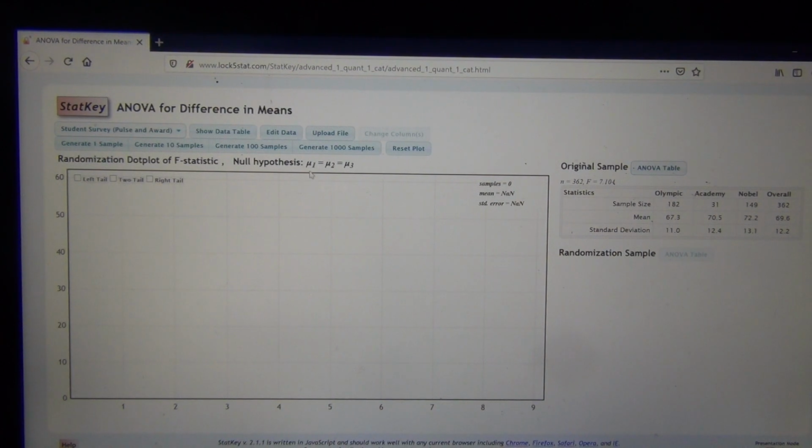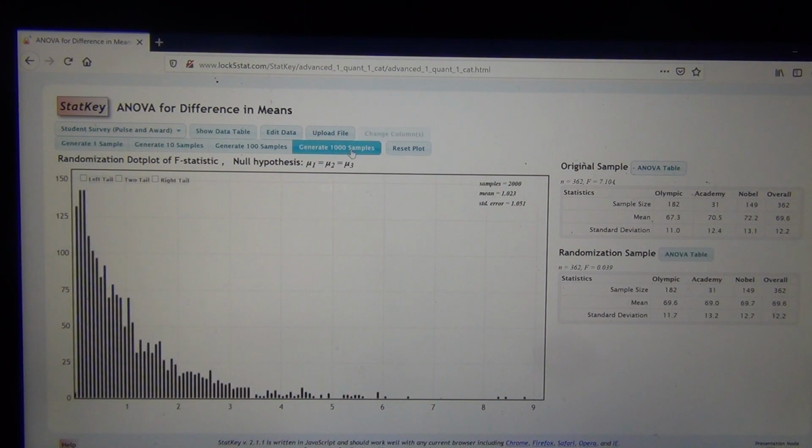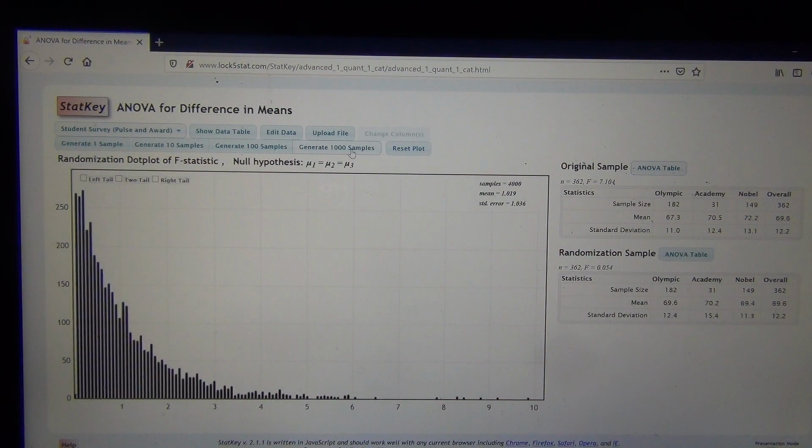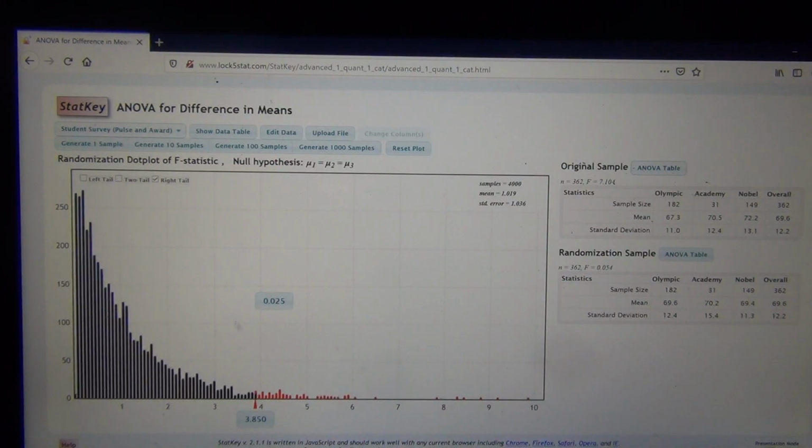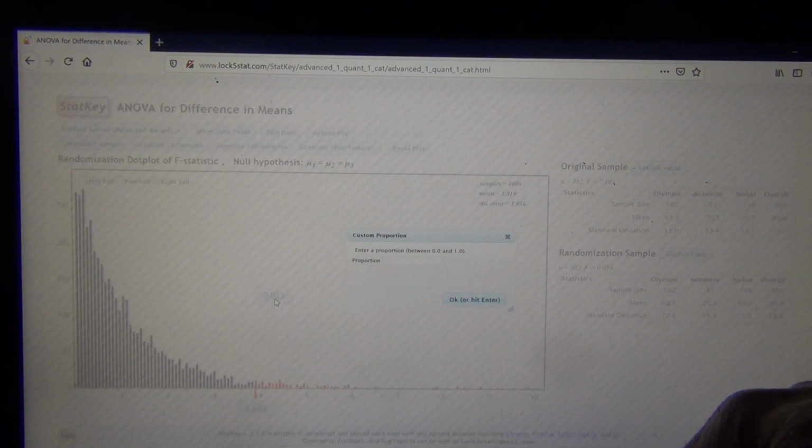Now again, our null hypothesis is that the three award groups have the same mean average pulse rate. Again, that would indicate not related. If at least one is not equal, that would be the alternative hypothesis, and that could indicate they are related. So let's go ahead and generate a few thousand samples. We're simulating the null hypothesis. Remember, ANOVA is always a right-tailed test. The problem said to use a 1% significance level, so the percentage in the tail should be 1%. I'm going to change the tail to 0.01.